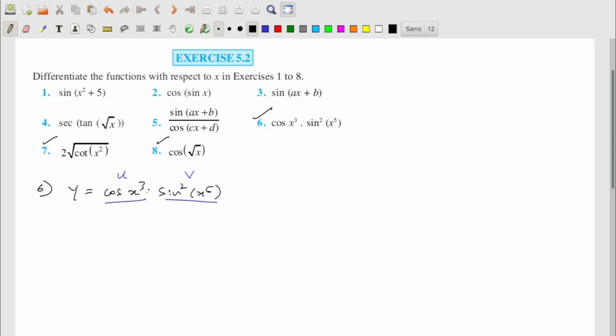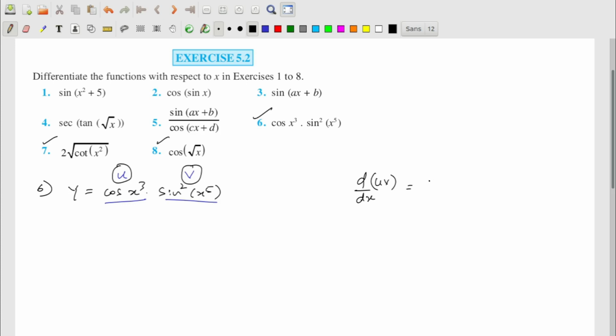y is equal to cos x cube times sin square x raised to 5. Here, the given expression is a product of two different functions. In such cases, you need to take the first one as u and the second one as v. Now, what is the derivative d by dx of uv? If you have a product of two terms, we need to use the uv rule here.